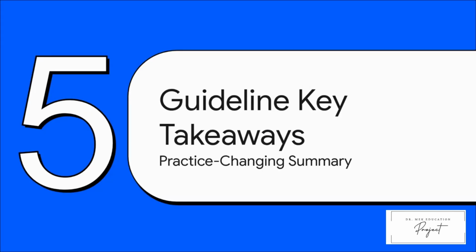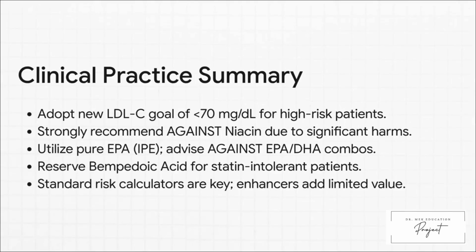So let's pull all of this together and consolidate these updates into the most critical, practice-changing takeaways. For your day-to-day clinical practice, first, we're adjusting the LDL-C goal to less than 70 for high-risk patients. Second, it's time to deprescribe niacin, given its unfavorable risk-benefit profile. It's also crucial to be very specific with omega-3s, choosing pure EPA over those combination products. Bempedoic acid should now be reserved for that specific niche of statin intolerance. And finally, continue to rely on standard risk calculators as your primary tool because the enhancers have shown pretty limited utility for general screening.